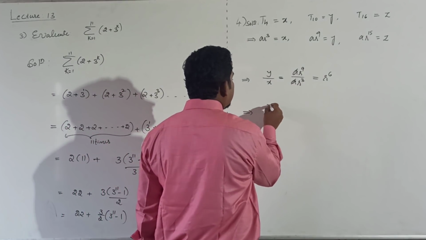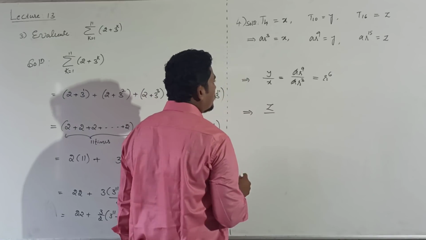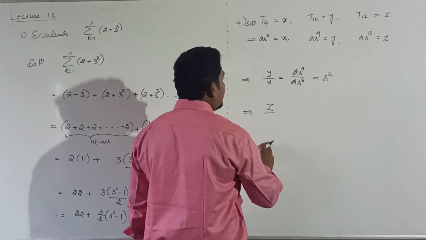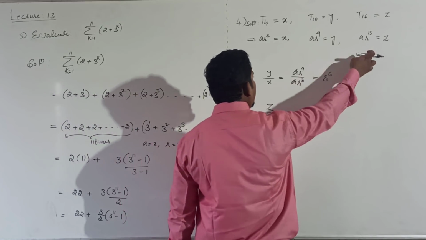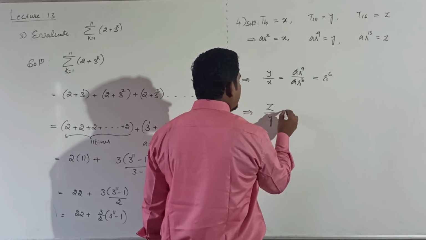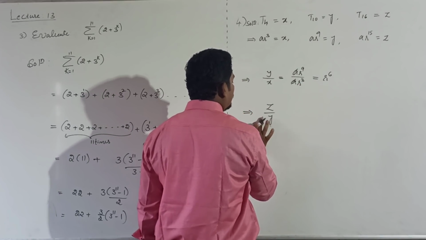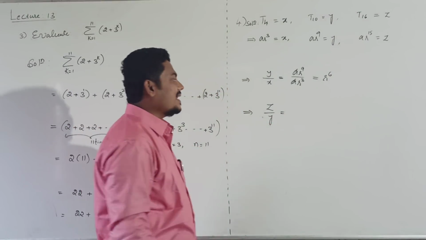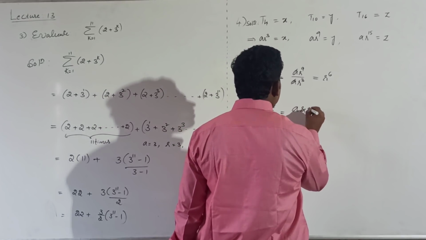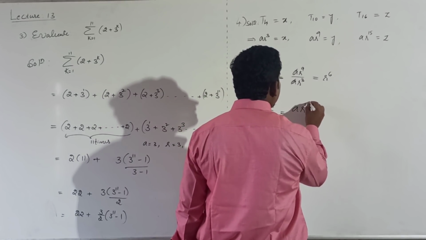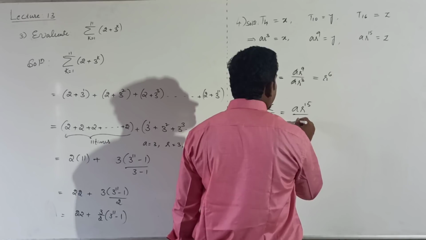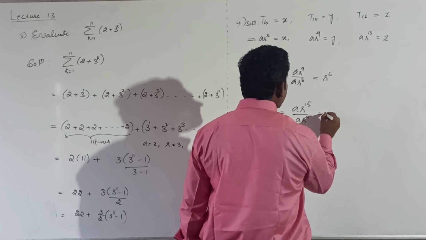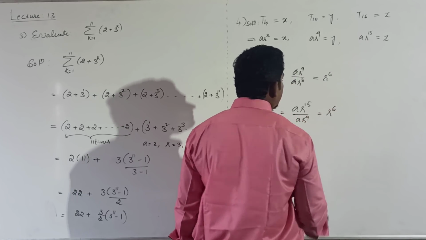Now take z divided by y. z divided by y equals, what is the z value? a into r power 15 divided by a into r power 9, that is also equal to r power 6.